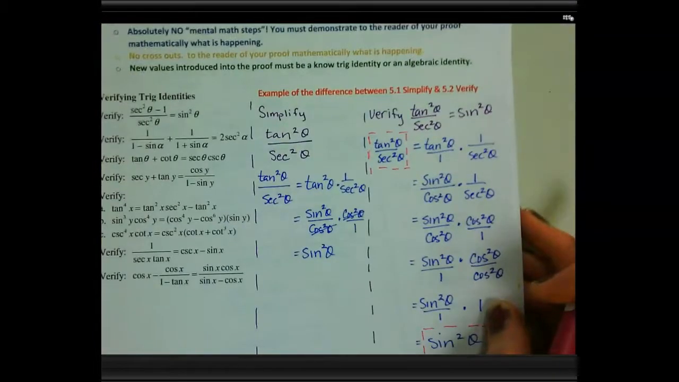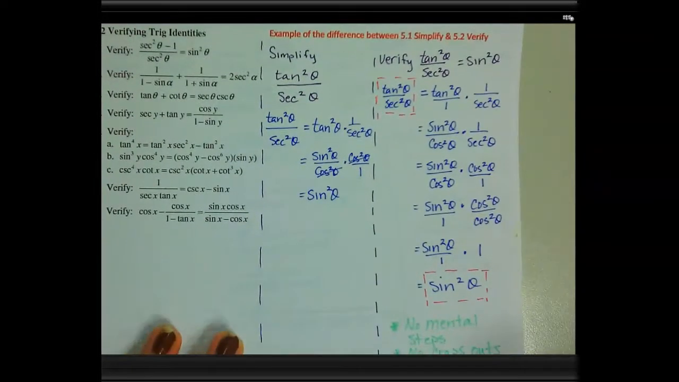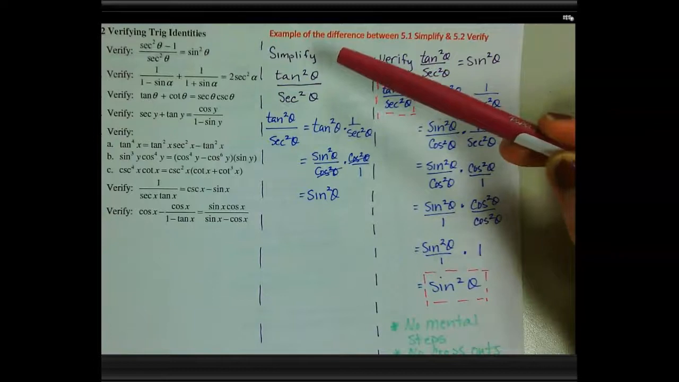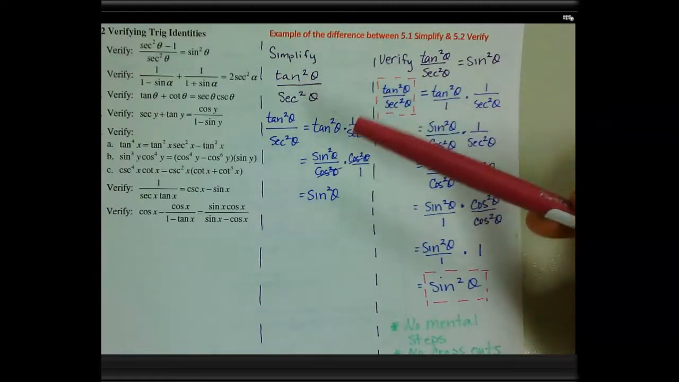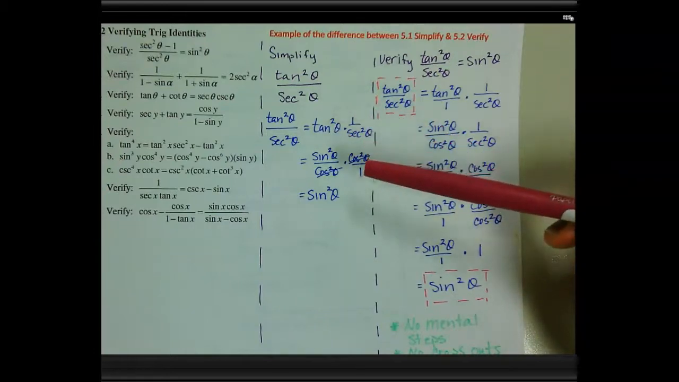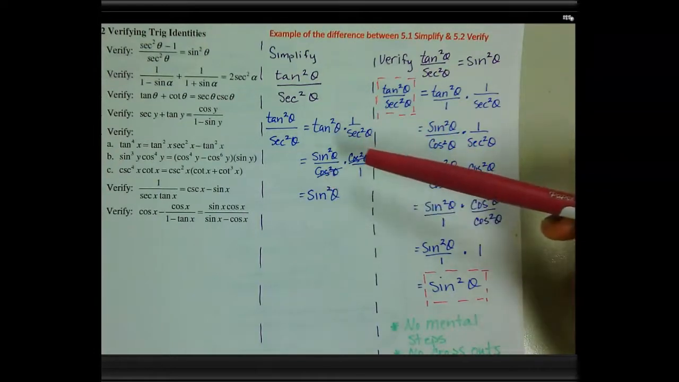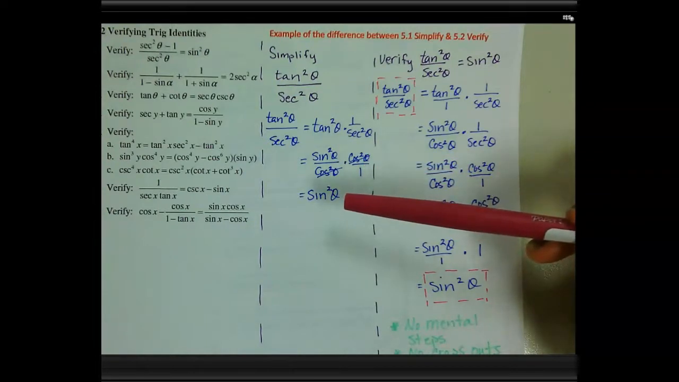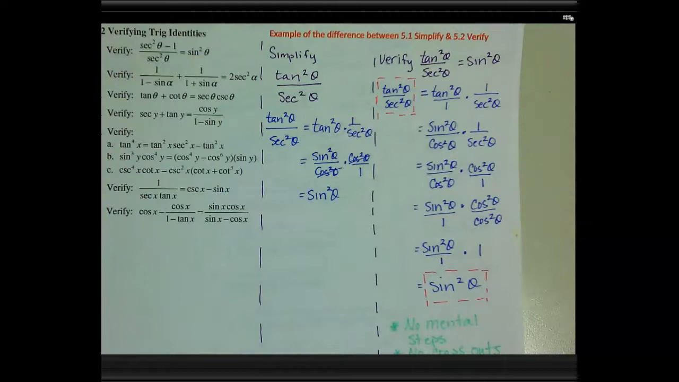the difference between a problem that's a simplify and a problem that is a verify. Simplify is what we did in 5.1. So here's what we were simplifying. I pulled off the numerator. I had a reciprocal identity here. I know these two things are going to cancel out and be 1 because anything divided by itself is 1. And so that left me with sine squared theta. So you can see just a couple of steps to get there.